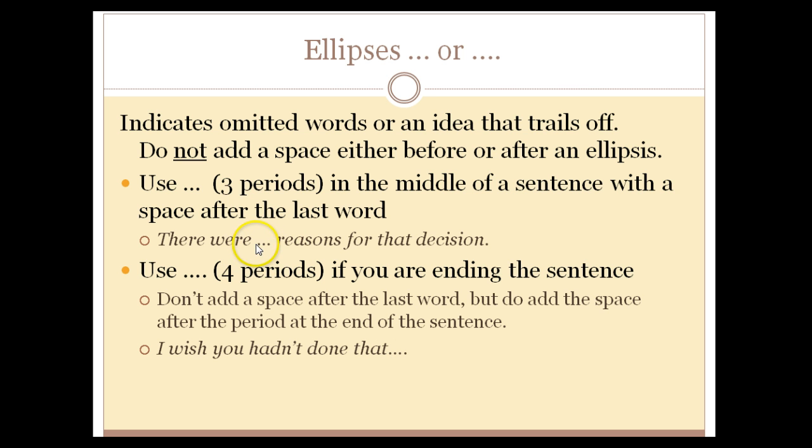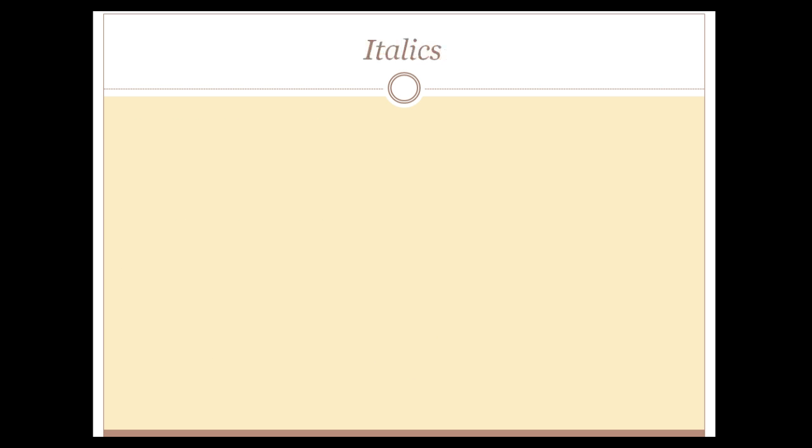Again, the example you see here, it looks like there's a space only because the computer auto-formats that. You don't actually add the space in yourself. Don't just add a space after the last word, but do add a space after the period at the end of the sentence. So you don't have a space here, but you have a space here after the period ending it, because that actually concludes the sentence just as a normal period would do.